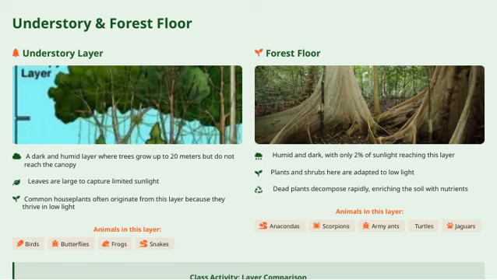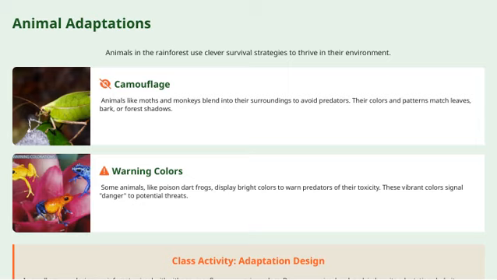As part of our class activity, I'd like you to work in small groups to create a Venn diagram comparing the understory and forest floor. Think about the similarities and differences, such as light levels, types of plants, animals, and how each layer's inhabitants have adapted to their environment. This will help us better understand how each layer plays a unique role in the rainforest ecosystem. Now, let's talk about how animals in the rainforest use clever strategies to survive.